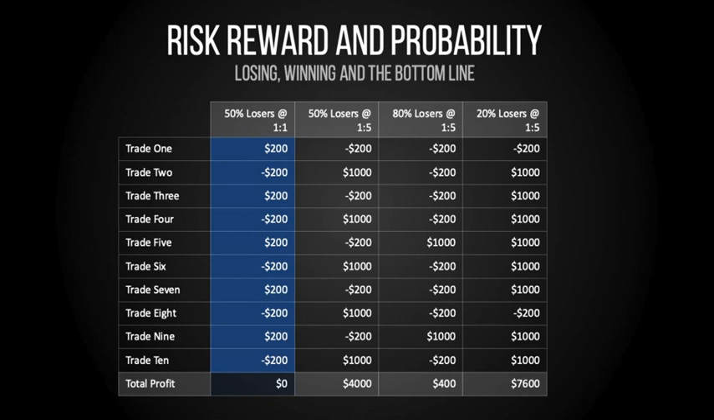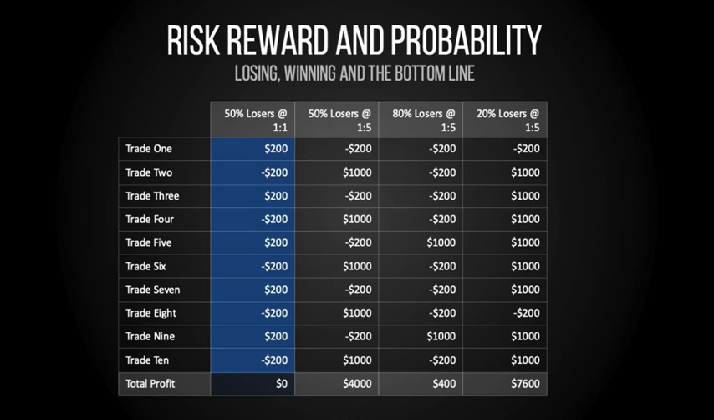And then we look at 80% losers. So if we're losing 80% of the time, but we've still got a 1 to 5 risk reward ratio, basically every time we lose 1, every time we win, we make 5 times what we've risked. And then we look at 20% losers, in other words 80% winners, and a risk reward ratio again of 1 to 5. And this is where stuff gets really interesting.